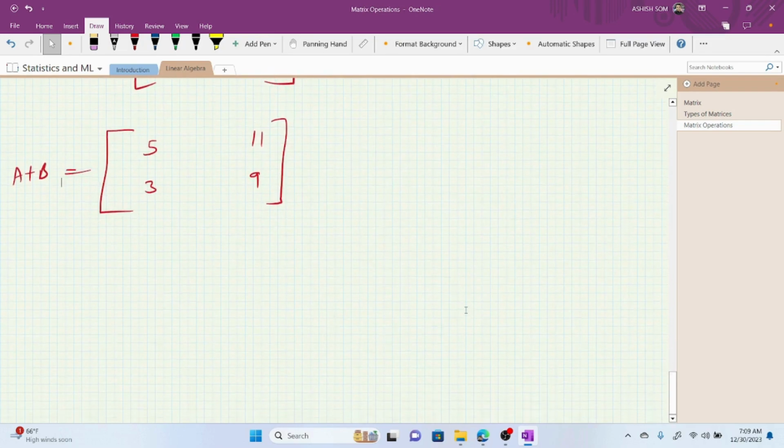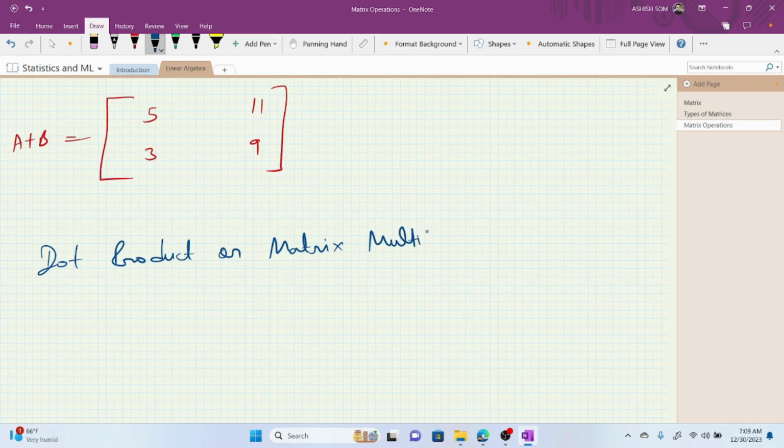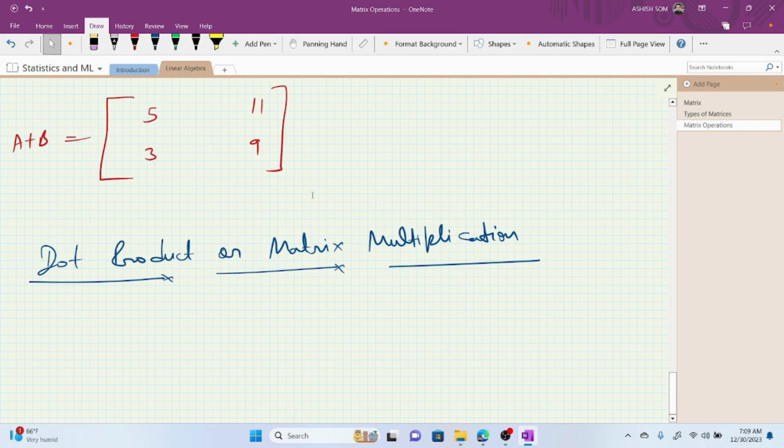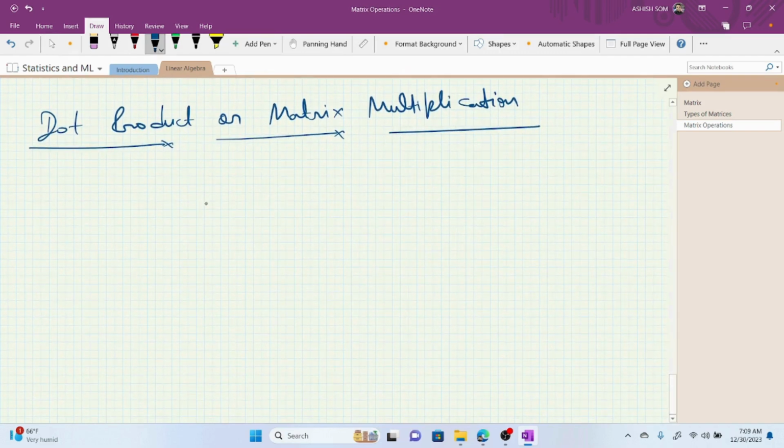Now if we talk about multiplication, we call it the dot product or the matrix multiplication. The next part that we are going to discuss is the dot product, or the matrix multiplication. When we multiply two matrices together, corresponding elements are not being multiplied. The way we multiply two matrices together is a bit different. We call it dot product. Now, how is it going to be done? Let's understand in detail.